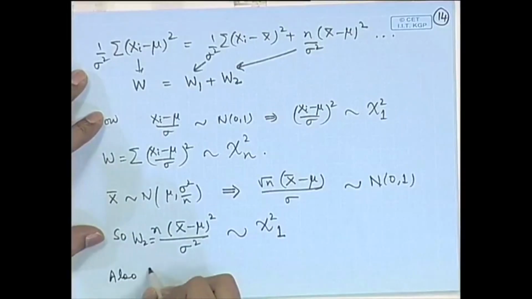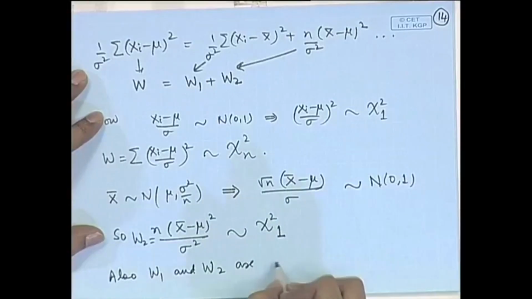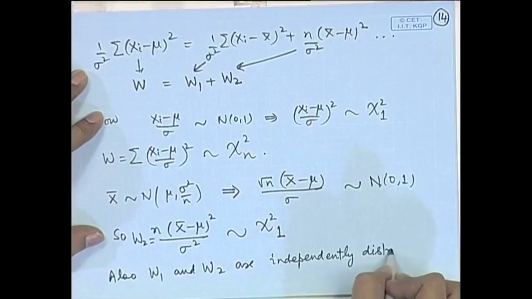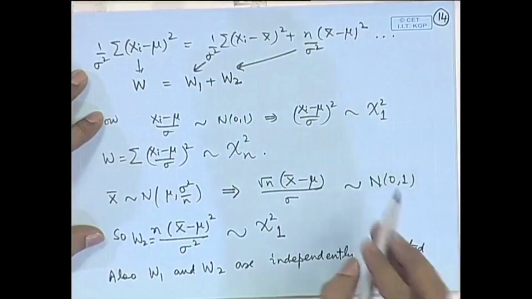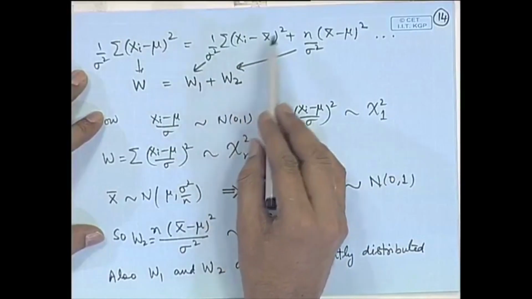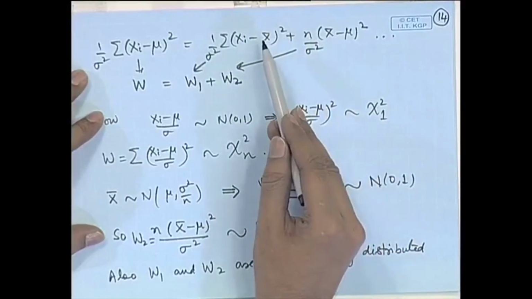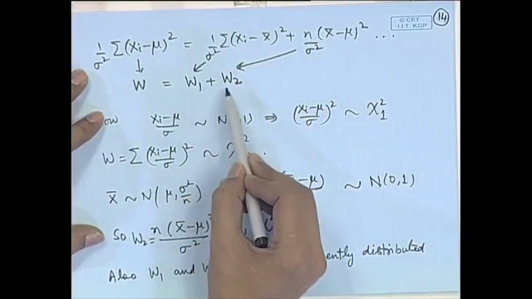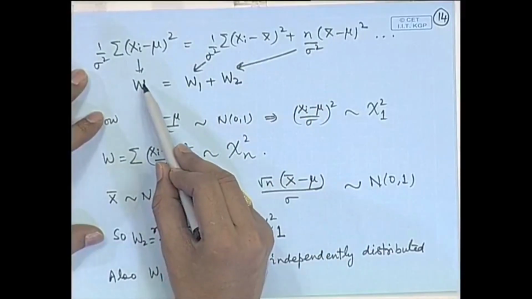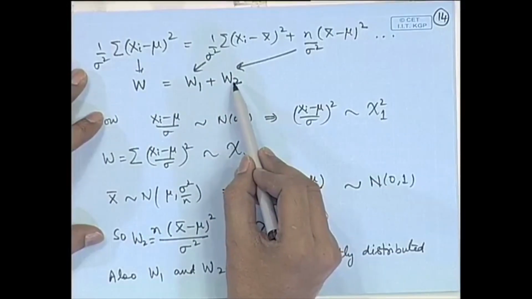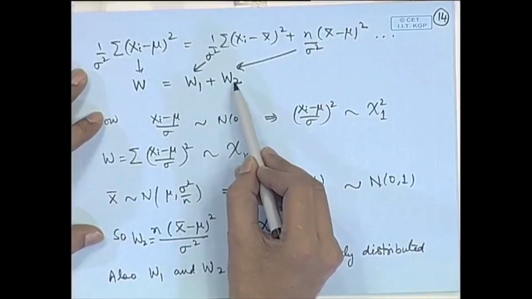Also, w 1 and w 2 are independent, because w 1 is a function of s square and w 2 is a function of x bar. We have already proved that x bar and s square are independent. So, here we have written w, a chi square n variable, as a sum of two independent random variables, of which one of them is already a chi square.